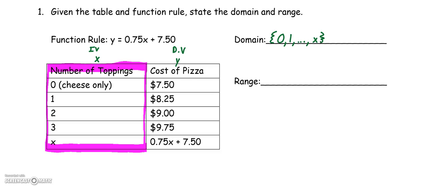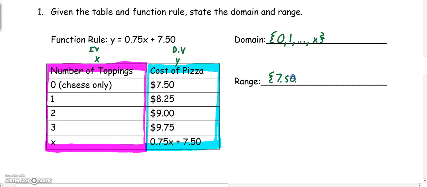If I look at my cost of toppings, in my range, my cheapest pizza would be $7.50 if I get no toppings. So our no topping pizza would be $7.50. That's my smallest output. The next one, I add 75 cents for my topping. I get 8.25, dots to represent all my other numbers, and I'm going to write my function rule for my last number. So my function rule will be 0.75x plus $7.50.